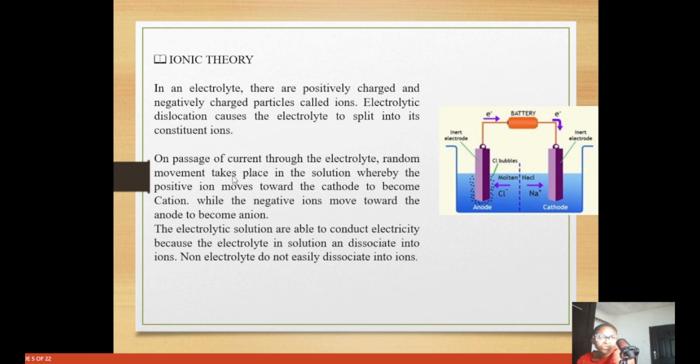On passage of current through the electrolyte, random movement takes place in the solution whereby the positive ions move towards the cathode. The positive ion moves towards the cathode, and you know the reason for that, because the cathode is the negative electrode. So the positive ion moves towards the cathode to become cation, while the negative ion moves towards the anode to become anion. The electrolytic solution are able to conduct electricity because the electrolytes in solution are dissociated into ions. So non-electrolytes do not easily dissociate into ions.